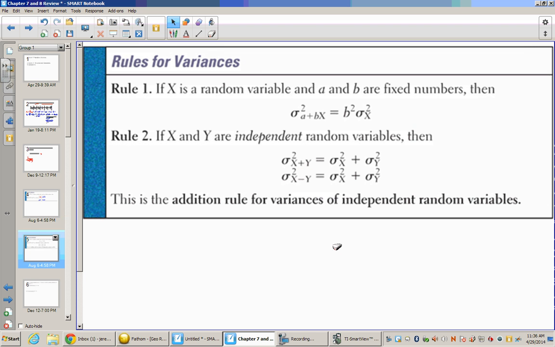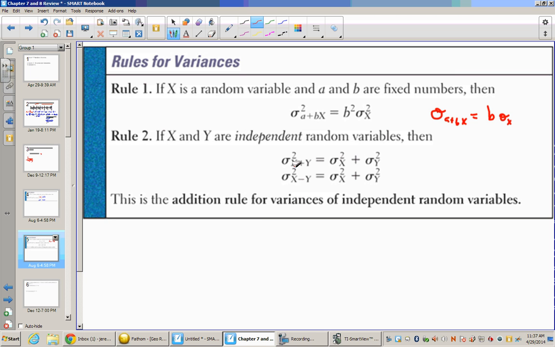Standard deviations are not as fun because they're not as intuitive. If I apply this linear transformation to the variance, the new variance is going to be b squared times the old variance. But if I square root both sides, my standard deviation of a plus bx is going to be just b times my old standard deviation, which is nice because a lot of times we're going to do standard deviation. You just have to know that a does not affect your standard deviation.